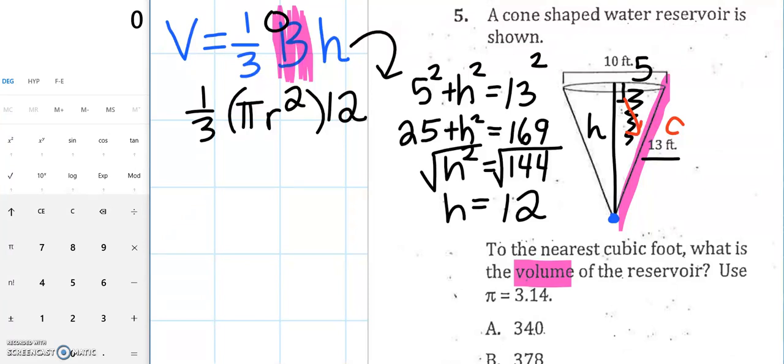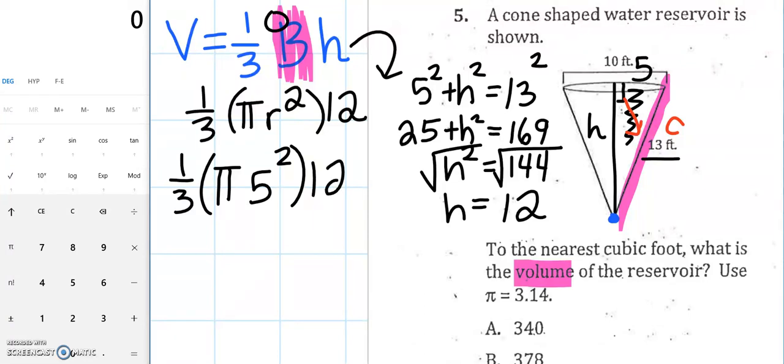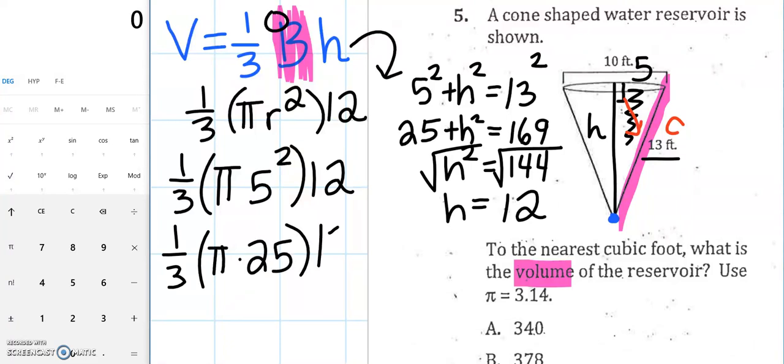The radius of my circular base is 5. So I'm going to plug in 1/3 times pi times 5 squared times 12. I'm going to simplify the 5 squared, so it's 1/3 times pi times 25 times 12. Now we're just going to plug this into the calculator.